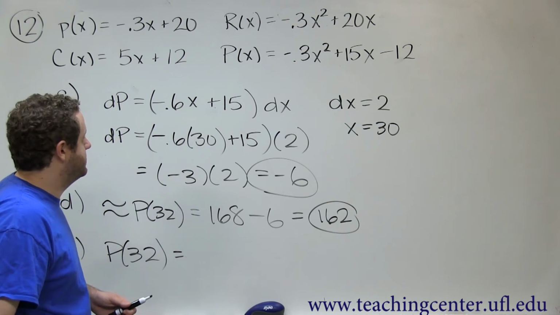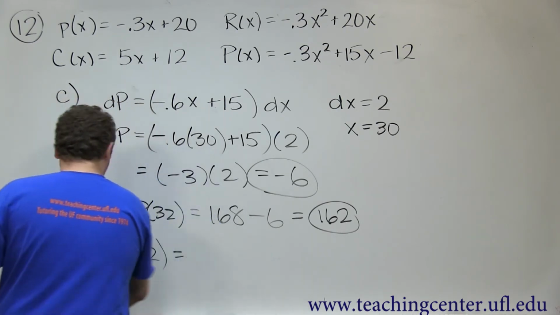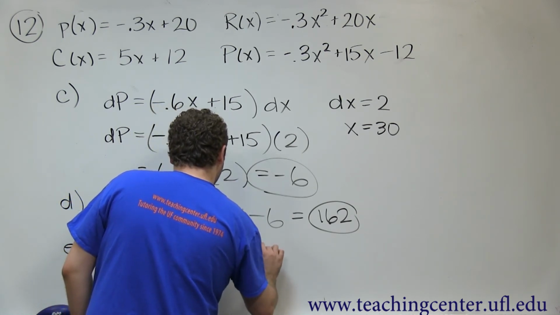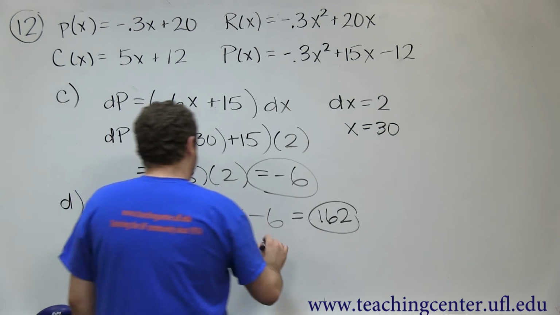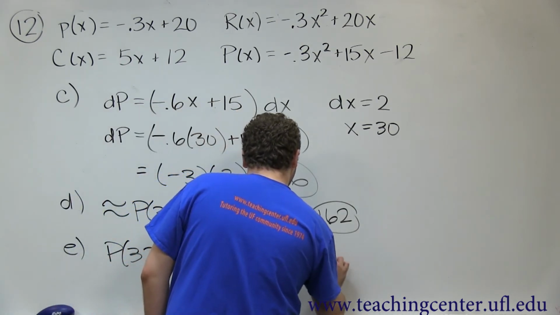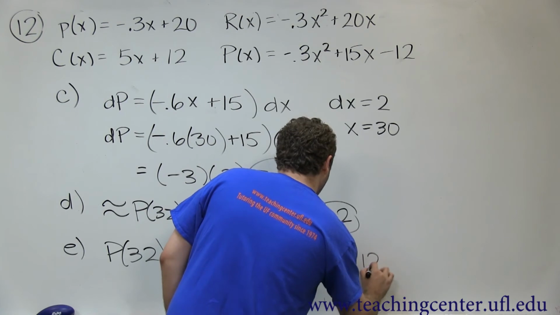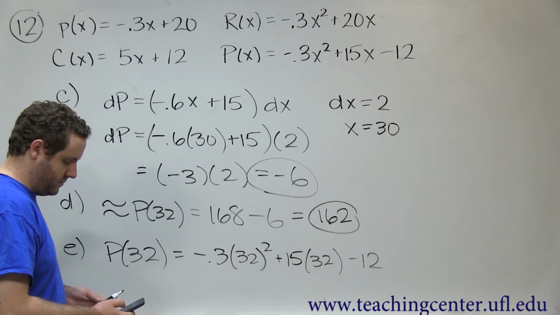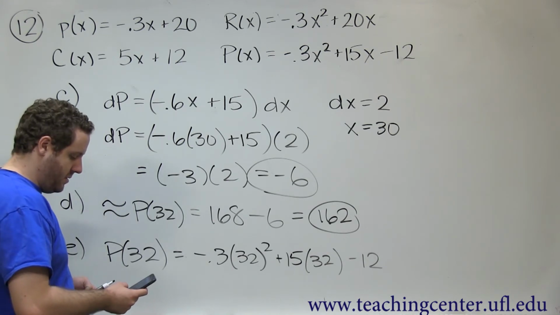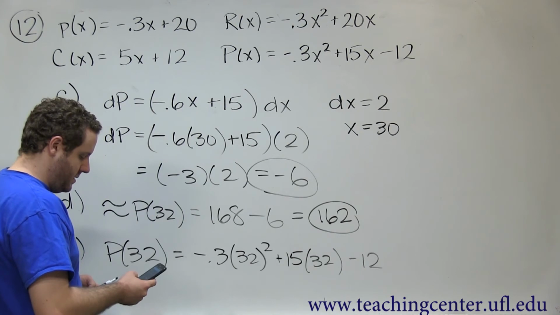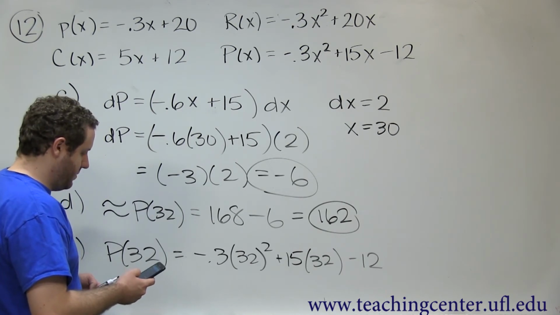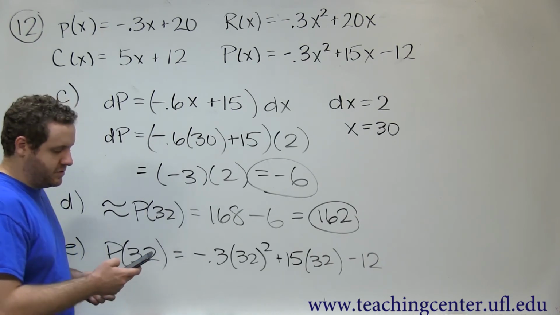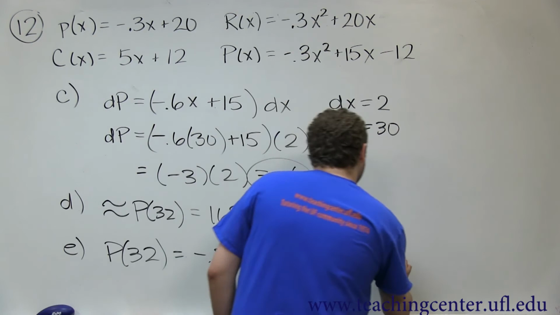I'll bring out a calculator for this one. So we're going to get negative 0.3 times 32 squared plus 15 times 32 minus 12. And let's see what that gives us. So we do 32 squared times negative 0.3. So by doing this, we get 160.8.